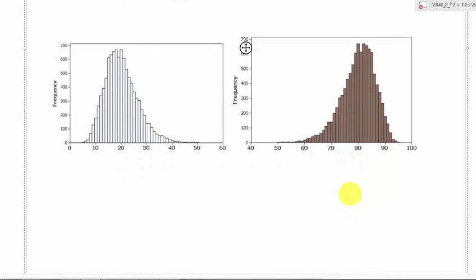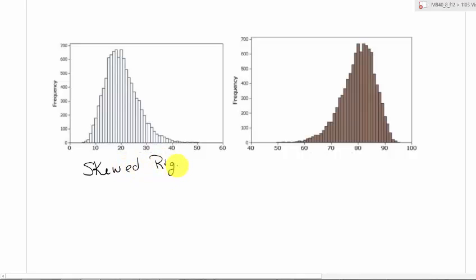These next two have sort of this bell-shaped curve, except you see this trails off to the right for a long time. This goes up pretty abruptly, but this trails off to the right, and so this is called being skewed right. This tail goes off to the left for a long time, and so this is skewed left.